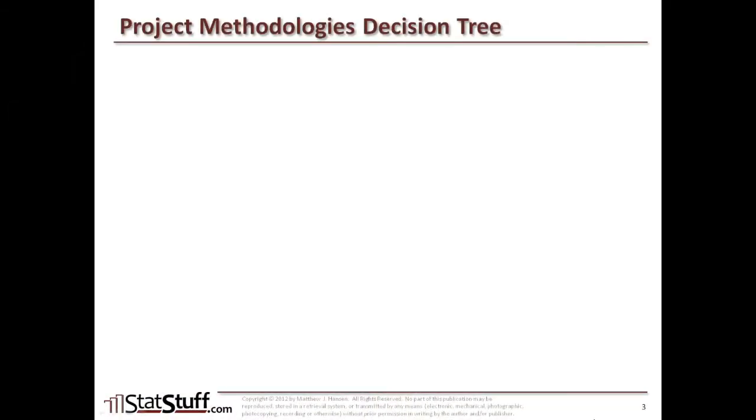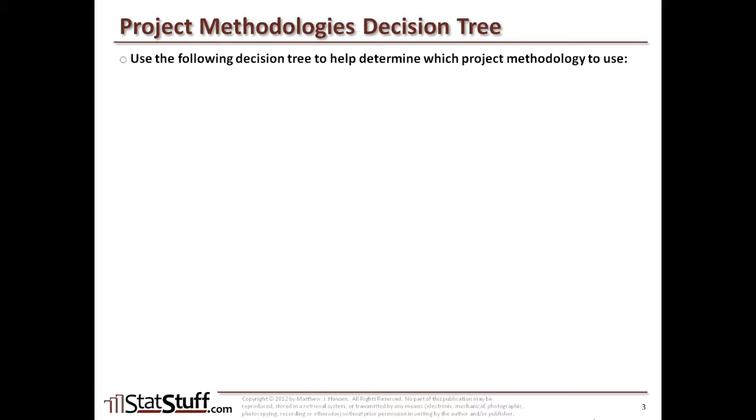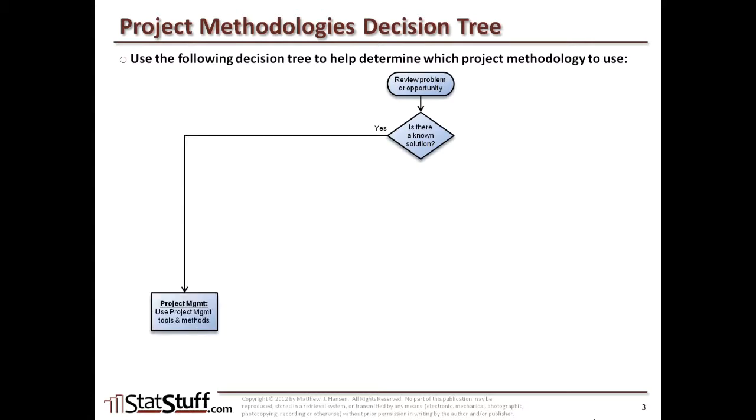Well, I built a decision tree that will help us determine which method may be the most ideal. So let's walk through that decision tree to find which project methodology may fit for our particular situation. First we're going to start off by saying there's some problem or opportunity that we need to review. Based off of that, we would ask, is there a known solution for that problem? If there is a known solution, we would move down the path to apply some project management methodologies, like through PMI, basically to implement that solution.